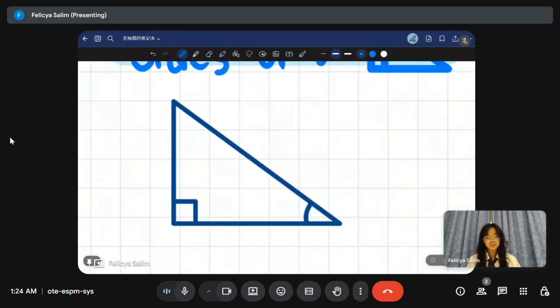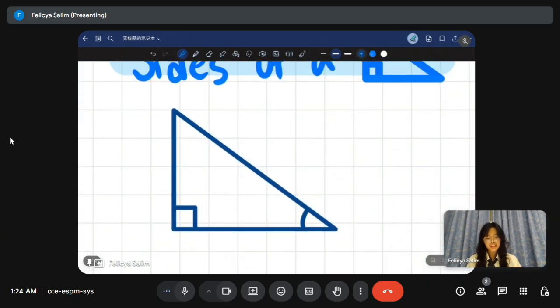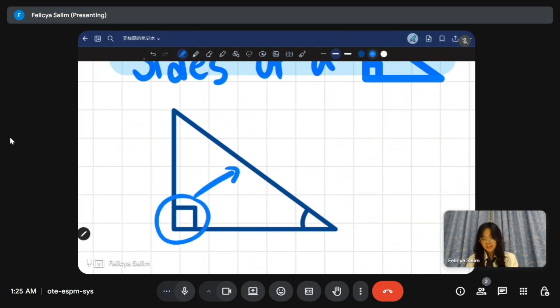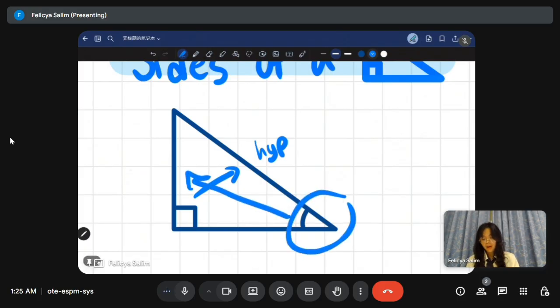So first, in this situation, we have the hypotenuse, which is the longest side of the triangle. To know the hypotenuse, it is always the length that is opposite to the right angle here. So this one is what we call the hypotenuse. Then the length that is opposite to the angle here is what we call opposite. Then the length we have left will be the adjacent.